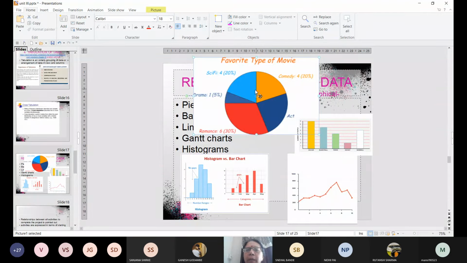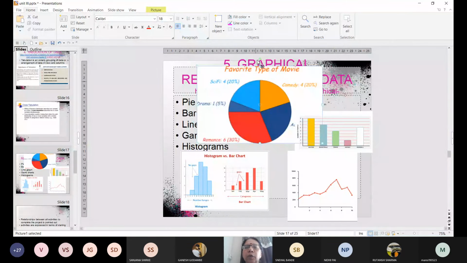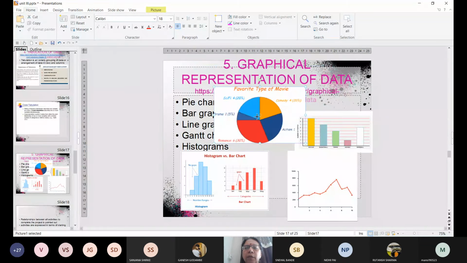हाँ, तो यहाँ पे देखो कॉमेडी जो है वो 20% people like comedy. ओके. एक्शन मूवीज जो है वो 25% people like. रोमांटिक मूवीज 30% people like. ड्रामा 5%, देखो ये छोटा सा है. And science fiction 20% like this. So looking at this pie chart only, you will understand many things. You don't have to see the data actually to find about it. So this kind of graphical presentation is very useful for the researcher.